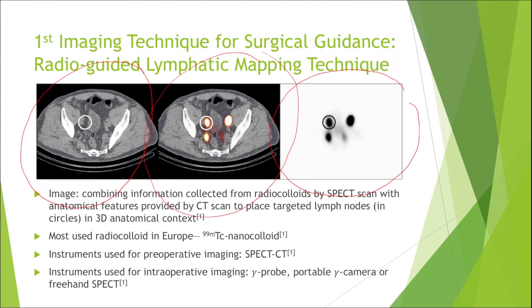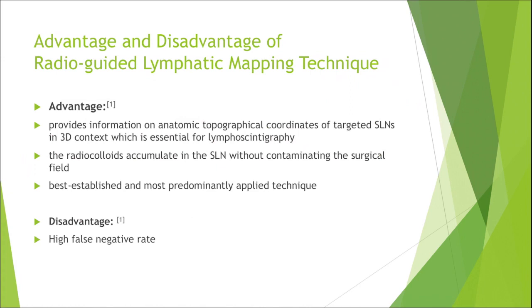For intraoperative imaging, gamma probe, portable gamma camera, or freehand SPECT are used to detect gamma emission. The advantages of this technique are that it provides information on anatomic topographical coordinates of targeted SLNs in 3D context, which is essential for lymphoscintigraphy. And gamma probe is a well-developed tool that is capable of detecting in-depth lymph nodes that are covered by tissues, which is not achievable with some other imaging techniques, which will be discussed later. Another key advantage is that radiocolloid accumulates in the SLNs, which ensures that the surgical field remains uncontaminated.